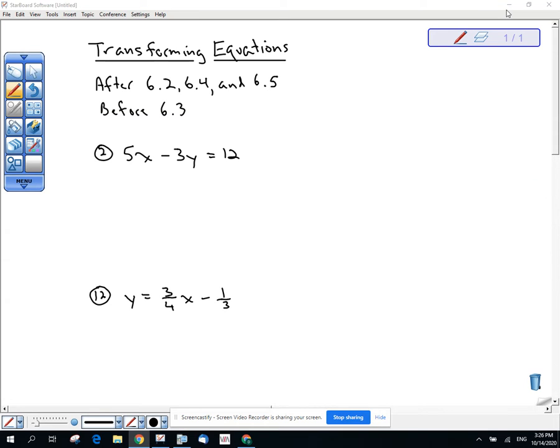Algebra 1, transforming equations. This should be done after you've done 6.2, 6.4, 6.5, and probably before 6.3. It'll be in the right order on my YouTube playlist, and I think it'll be in the right order on Google Classroom as well. Not 100% sure on that.